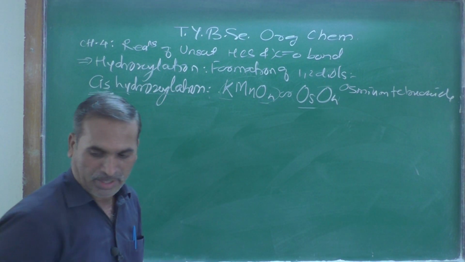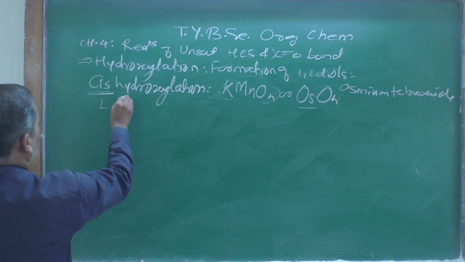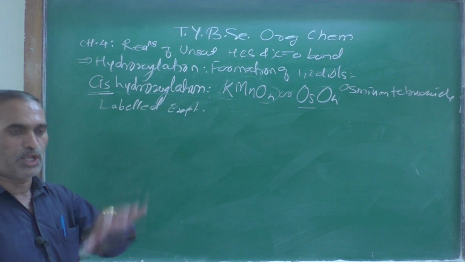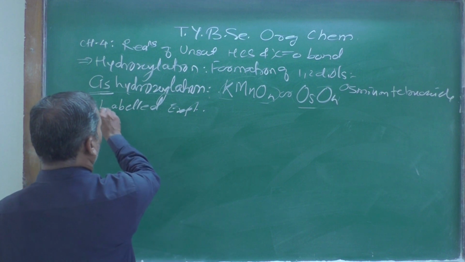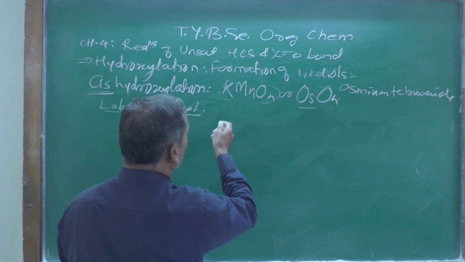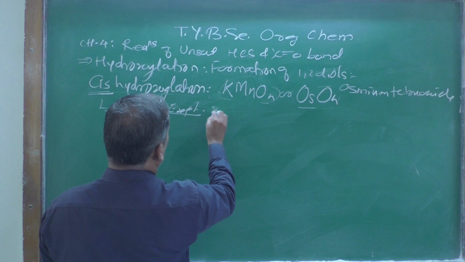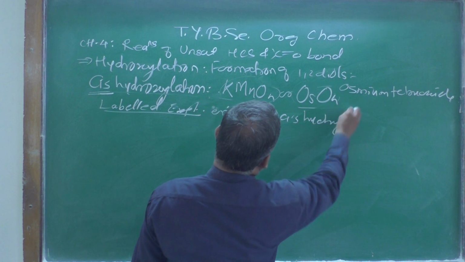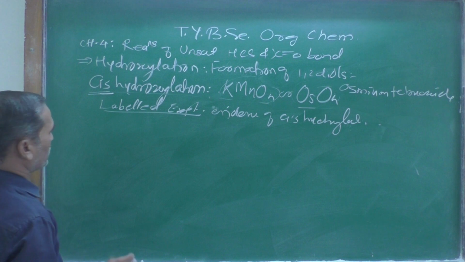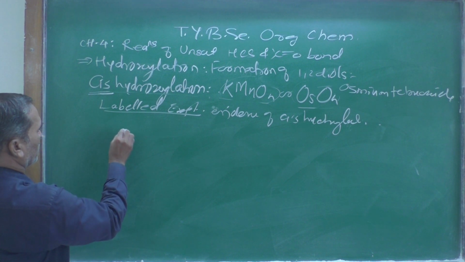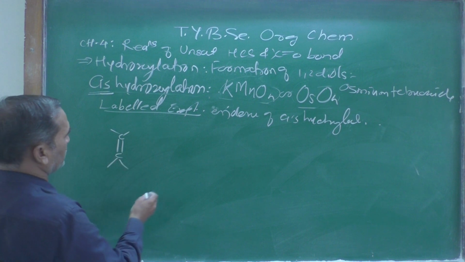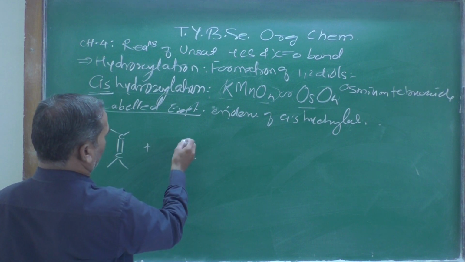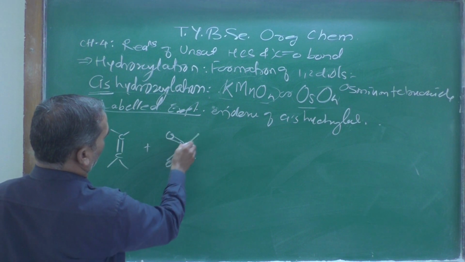The labeled experiment is carried out here. Labeled experiment to prove the stereochemistry, that clearly indicates the labeled experiment to prove the cis hydroxylation, or the evidence of cis hydroxylation. So let us see, suppose here we have this general reaction, carbon-carbon double bond, and that will be treated with potassium permanganate, Mn, here C double bond O, OK.